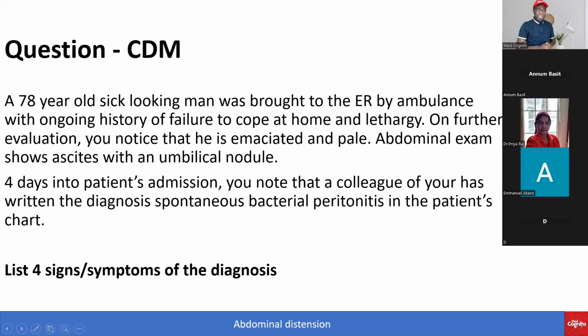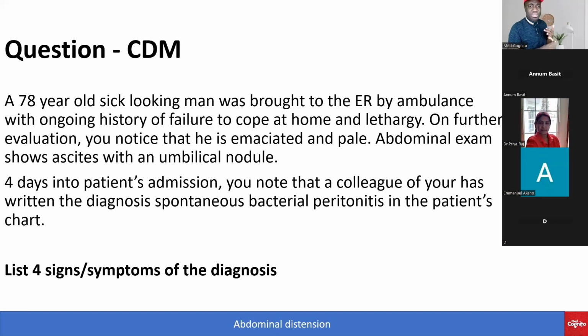Now, this same patient who has the umbilical nodule, the question says that 4 days into the patient's admission, you note that a colleague of yours has written the diagnosis spontaneous bacterial peritonitis on the patient's chart. List 4 signs or symptoms of the diagnosis. Please, this one, I want you to type your answers. How can you tell that the patient has spontaneous bacterial peritonitis? How can you tell? Type your answers for me. As we try to wrap up the class, type your answers. How will you tell that this patient has spontaneous bacterial peritonitis?